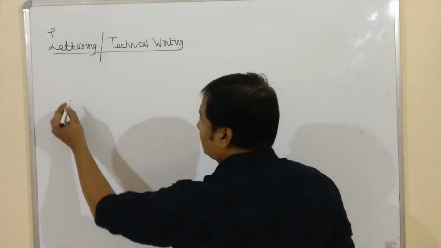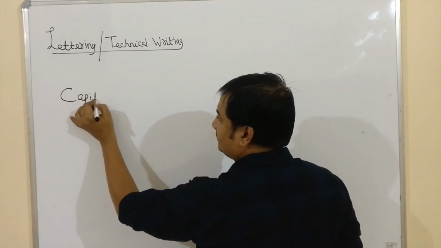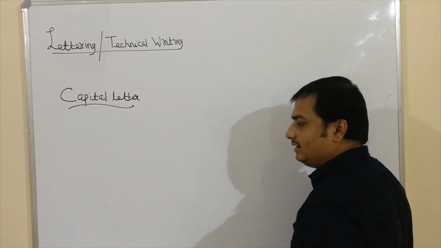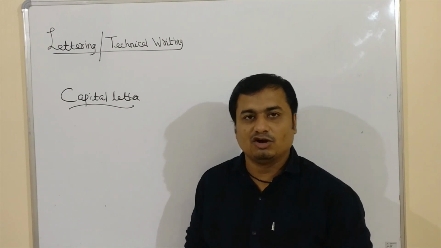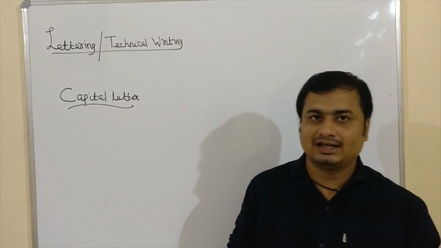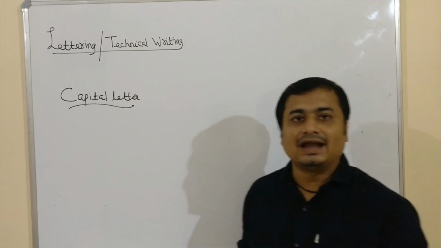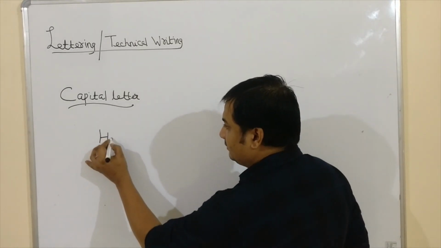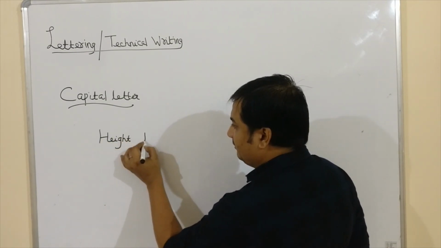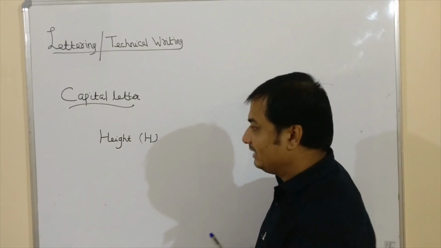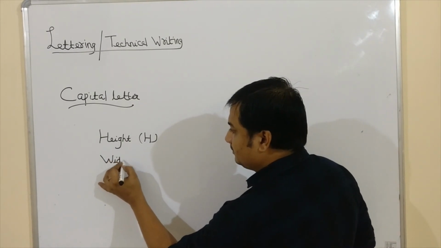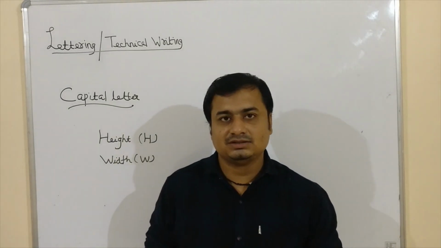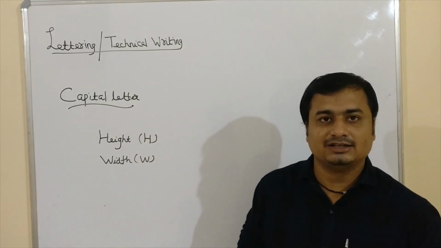So if we talk about the capital letters, or any letters, capital or small, they can be vertical or inclined. If we talk about any letters, the standard is based on two parameters. The first parameter is the height of the letter, which is called capital H, and the second parameter is the width, which is called capital W. These are the two parameters on the basis of which the standard has been defined.